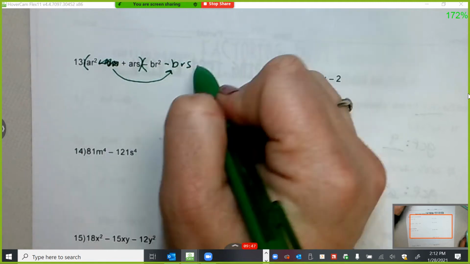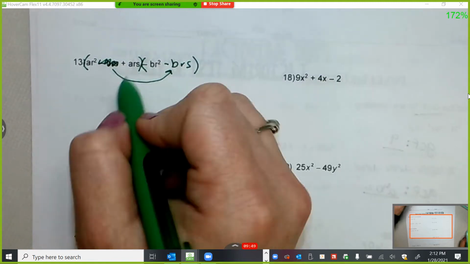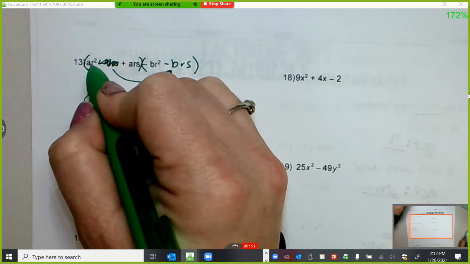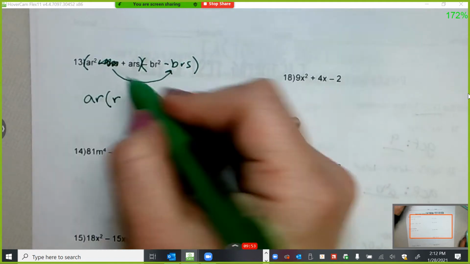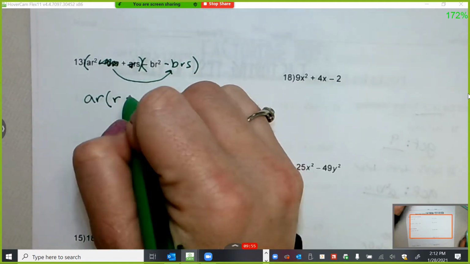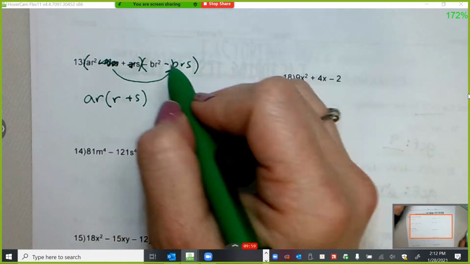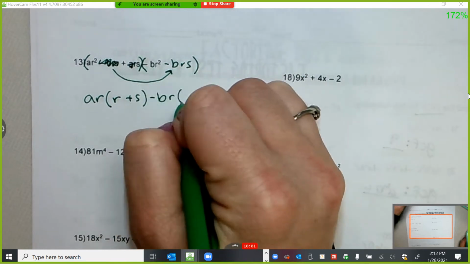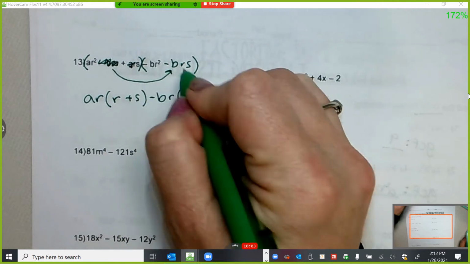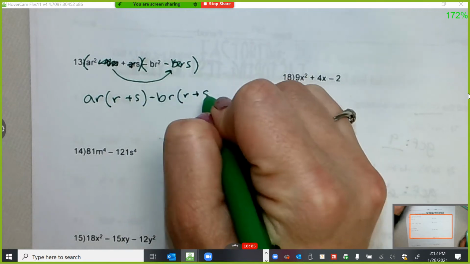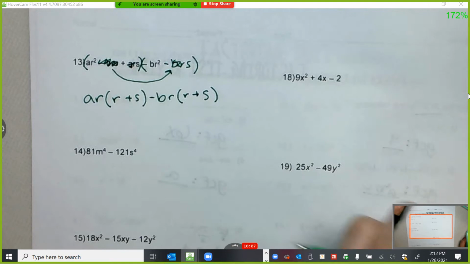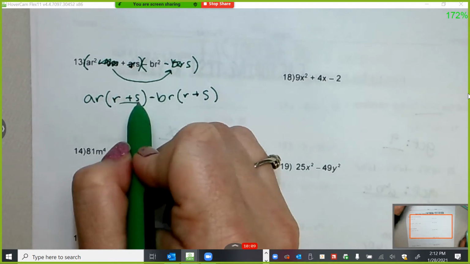And then do grouping. These have AR in common. When I take that AR out, I have one R left because that's squared. This leaves me with plus S. Here they have a BR in common, but a negative at front, so I take out a negative BR, and that leaves me with one R plus s because I took out that negative. They match.